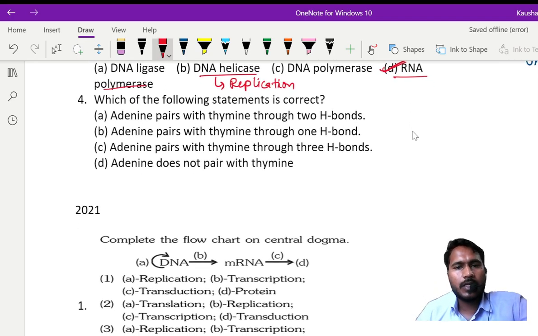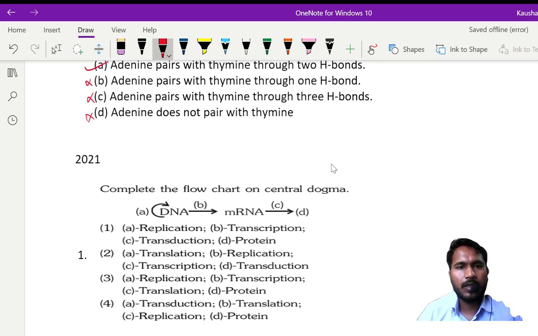Which of the following statements is correct? Adenine pairs with thymine through two H bonds. Whenever you find the first answer, you don't have to go direct and tick the answer in your question bank. First, highlight what they are asking, correct or incorrect. They are asking correct. Even if you found this answer, please read all the options. Adenine pairs with thymine through one bond. Adenine pairs with thymine through three bonds. Wrong. This is wrong. So adenine binds with thymine with two bonds.